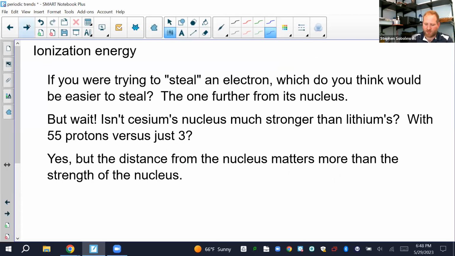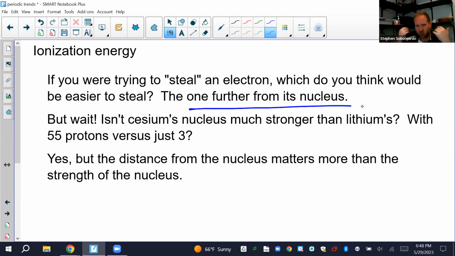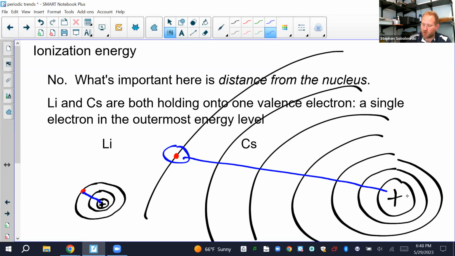So I kind of sum this up here. If you're trying to steal an electron, which do you think would be easier to steal? The one further from the nucleus. But wait, isn't cesium's nucleus much stronger than lithium's? With 55 protons versus just 3? Yes. But distance from the nucleus matters more than the strength of the nucleus. So even though this is a more powerful nucleus, and this is a much smaller one, distance matters more.